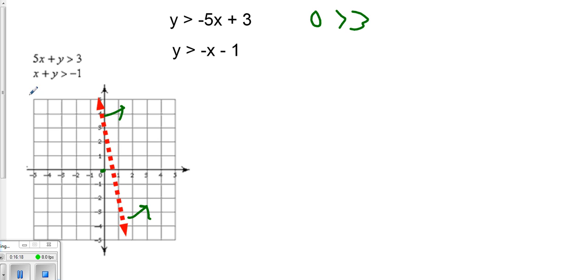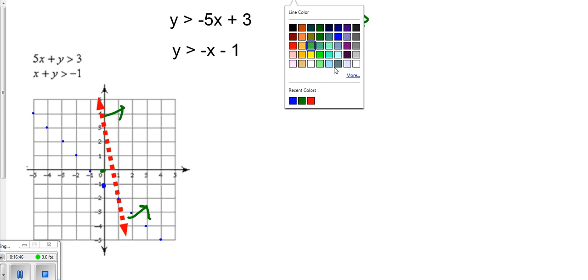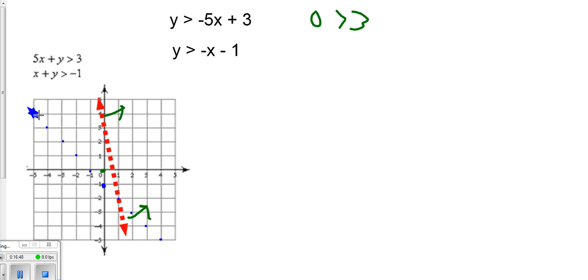Same thing. We'll do our second line. Y is greater than negative x minus 1. Start at negative 1 right here. Negative x means down 1 over 1, down 1 over 1, and so on. Same thing in the other direction: up 1, left 1, up 1, left 1, and so on. Now again, because this is just greater than, not the or equals to, we have to use a dashed line. We'll do a dashed blue line for this one.